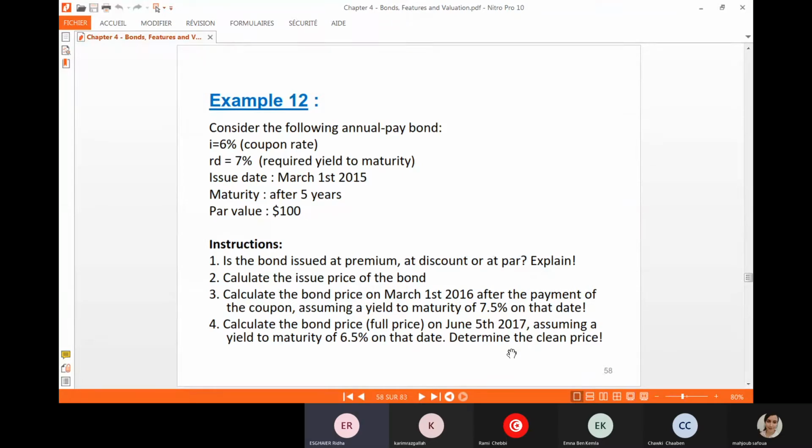Simply, we have to compare the coupon rate with the required yield to maturity, since this bond offers an interest, a coupon lower than the required yield to maturity. This bond must be sold at a discount. And what is the value of this bond at its issue date? We simply use the traditional formula of the valuation.